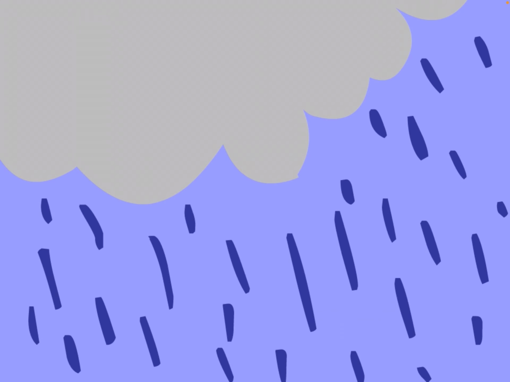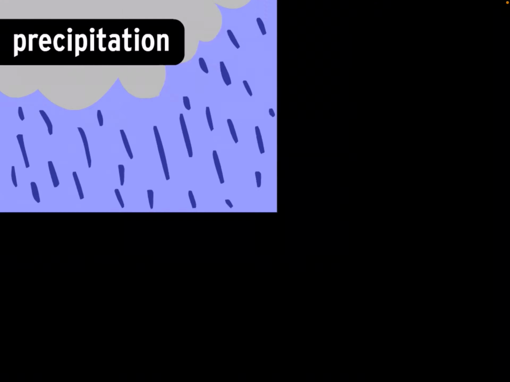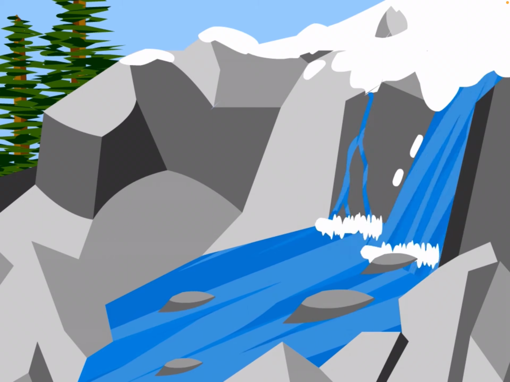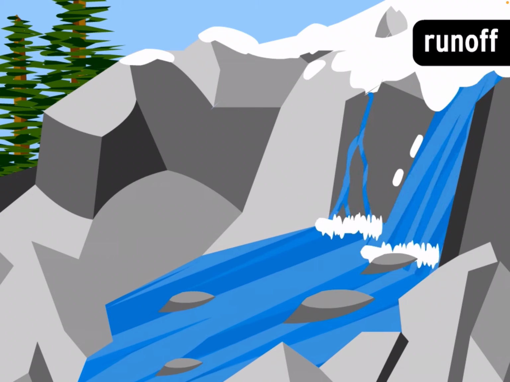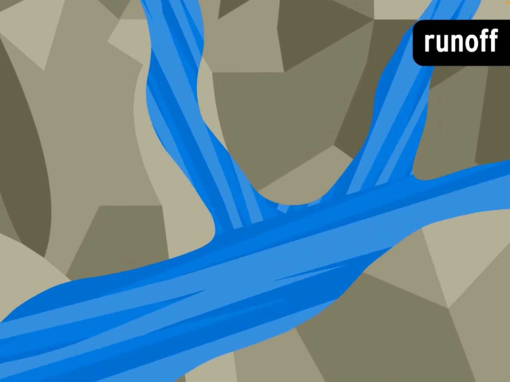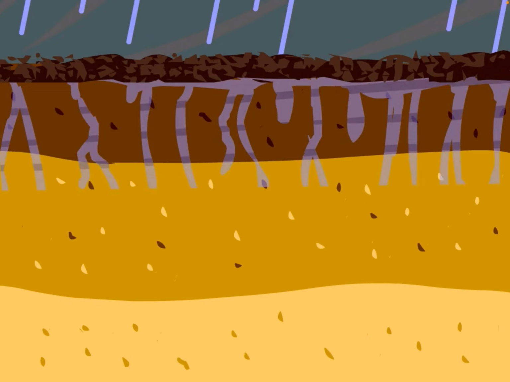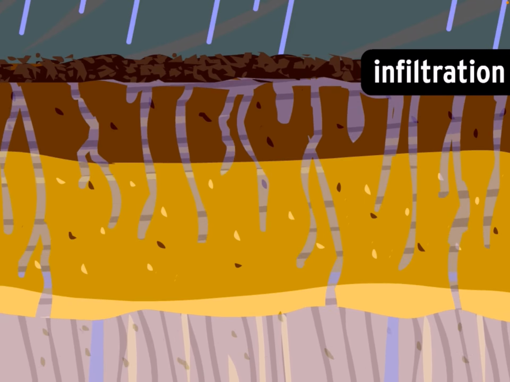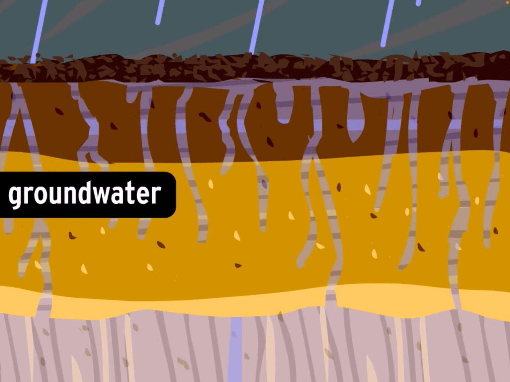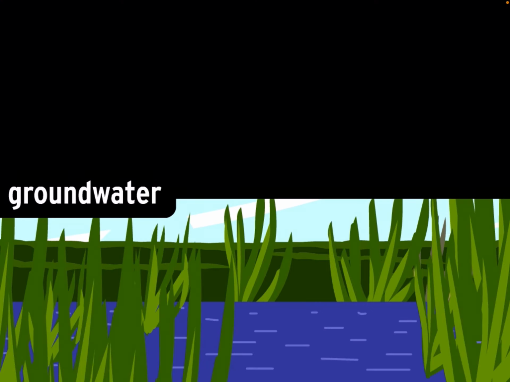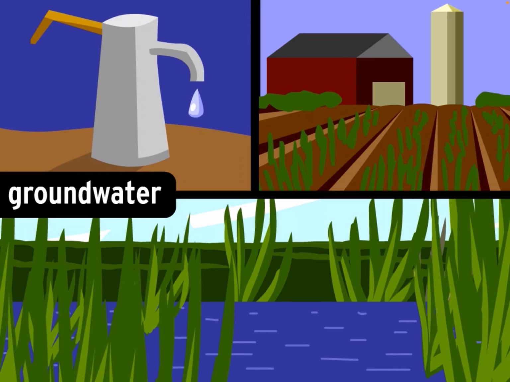You're right, water returns to the Earth through precipitation, also known as rain, snow, sleet, and hail. Sometimes, water flows across the surface of the Earth as something called runoff. Runoff adds to the flow of streams and rivers. Or water can soak into the ground in a process called infiltration. Water that's infiltrated the ground is called groundwater. It can stay beneath the surface anywhere from a few days to thousands of years. This groundwater feeds wetlands, lakes, and streams, and supplies us with water for drinking, farming, and lots of other stuff.